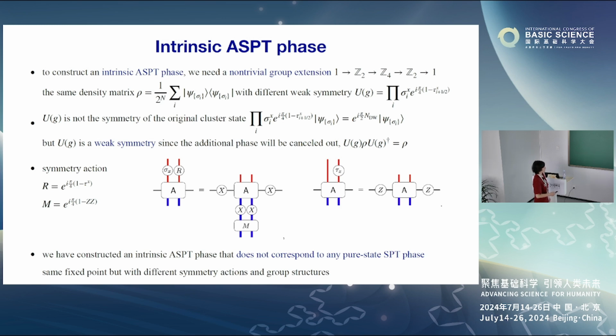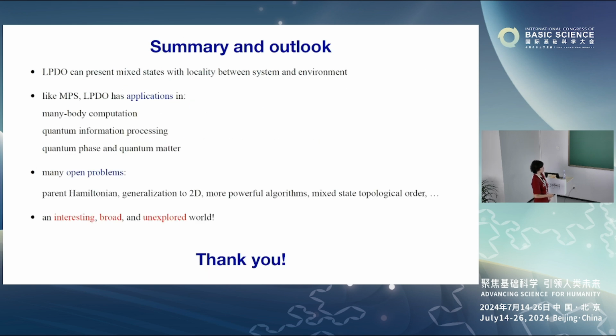But if we apply this U on both sides of this density matrix, this rho satisfies this weak symmetry. So the tensor we have constructed here does not correspond to any characteristic symmetry for that topological phase. And so this tensor has the same fixed point as the decoherent order phase, but with different structures. Okay, let me give a summary.